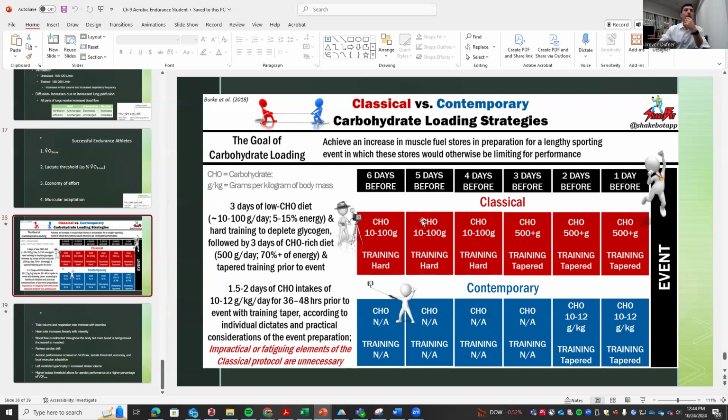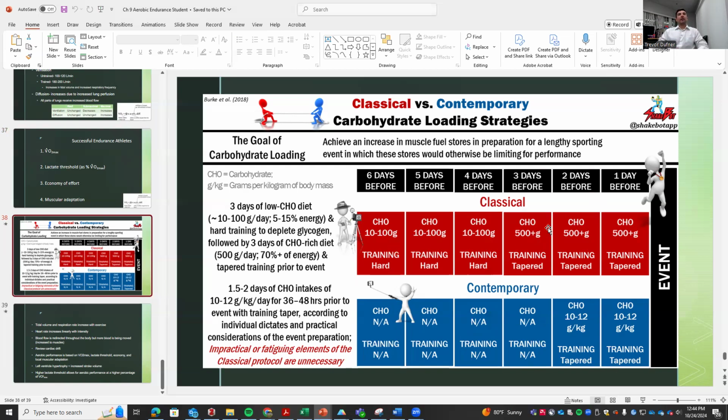And then we have our 6 days before our event, right? So you'll have 3 days of relatively low carbohydrate diet or normal carbohydrate diet. This is pretty low. But then you'll have the last 3 days be a relatively high amount. So 500 grams of carbohydrates. For me, that would be about 5 grams of carbohydrate per kilogram, right? And that's going to make more sense in a second here. This is about 5 grams of carbohydrates per kilogram.